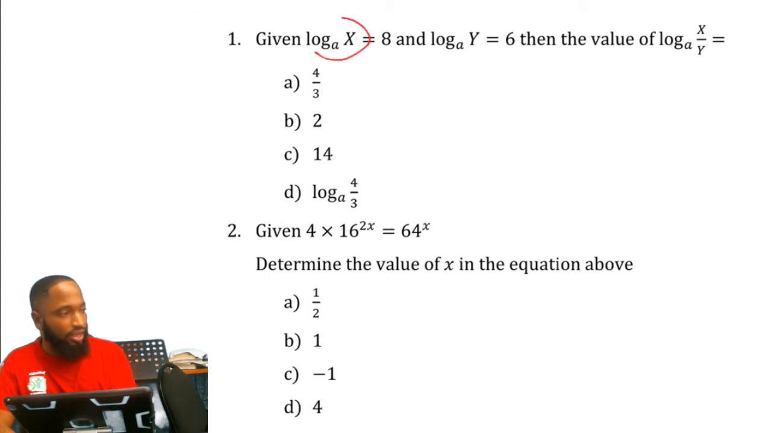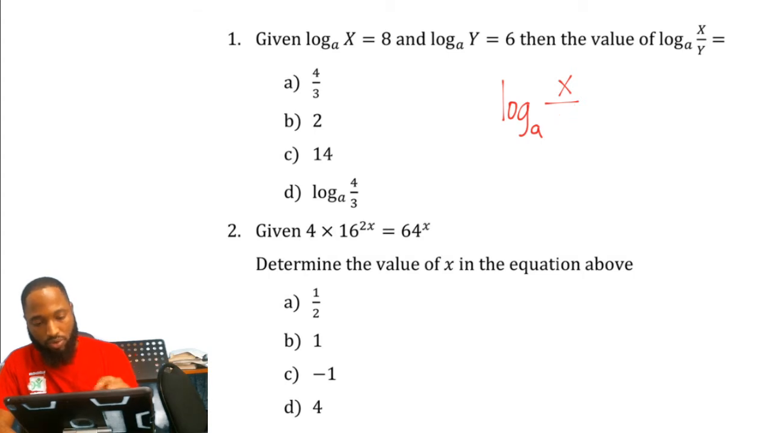So, log of A, do we have any answers for this? Shane says B. Log to the base A of x is equal to 8, and log to the same base A of y is equal to 6. Then the value of... all right, so if we divide, we get some answers. If we divide, it means there's a capital Y, bro. Capital Y, it means that's the combination.